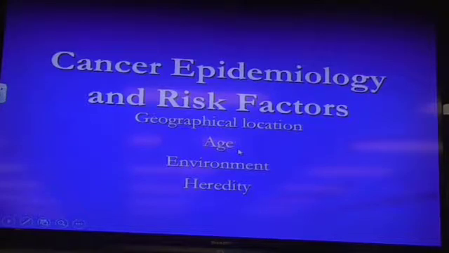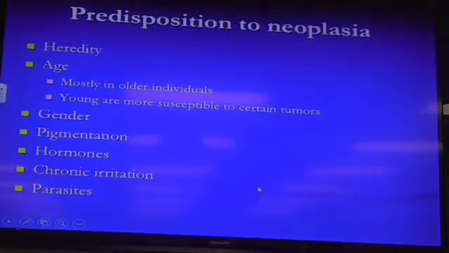Age, older beings are more likely to get cancer than younger, but that's not always the case. We know there's pediatric oncology for a reason. The environment and heredity. Sometimes you're just predisposed. So heredity, age, gender, pigmentation or lack thereof for some cancers, hormones, chronic irritation, and parasites.